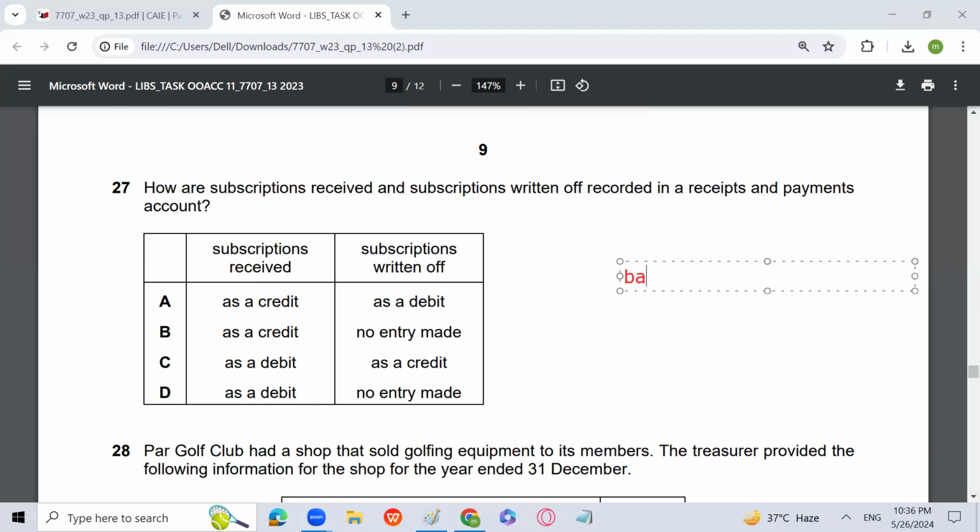Subscription written off, the entry will be irrecoverable debts debit, and subscription itself is going to be credited. Accrued subscription is going to be credited. So there is no bank involved in the entry. So it won't come. It will come on the credit side of subscription account and debit side of the bad debts account. It will not come in receipt and payment account.